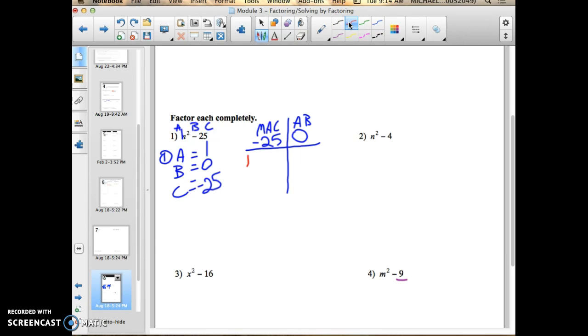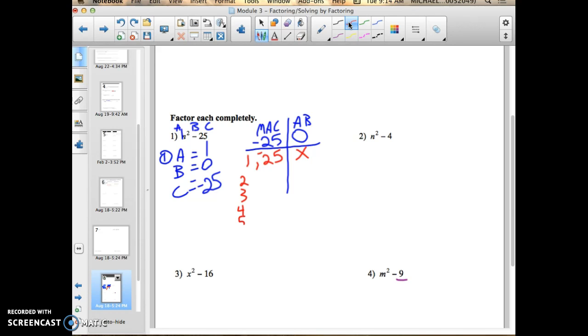I can always start with 1 and its partner. Negative 25 divided by 1 is negative 25. But no combination of positive, negative 1, or 25 would give me 0, so that doesn't work. Next, after 1, the number is 2. 2 does not go into 25 evenly, so it is not a factor. Then let's try 3. 3 also does not go into 25 evenly, so it's not a factor. We try 4, same thing. 4 doesn't go into 25. If you want to test it, take your calculator and do 25 divided by 4. You will get a decimal, so it doesn't go in there evenly.